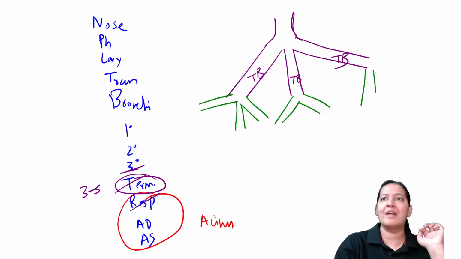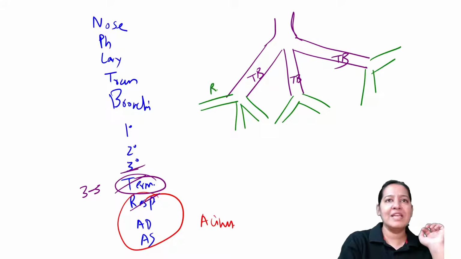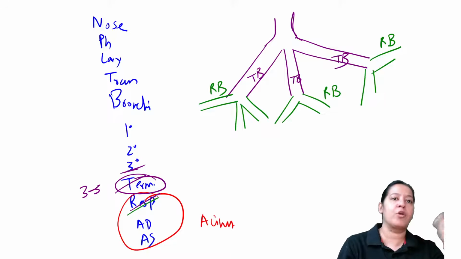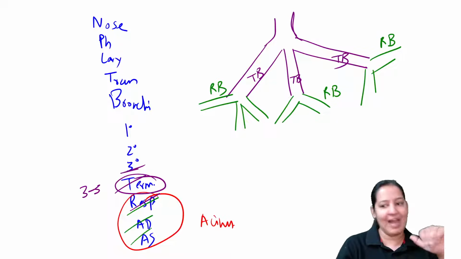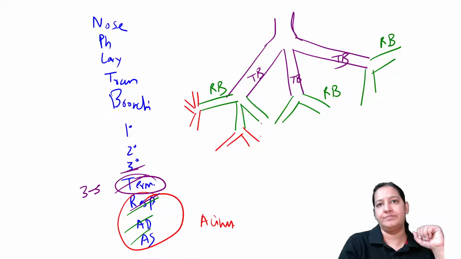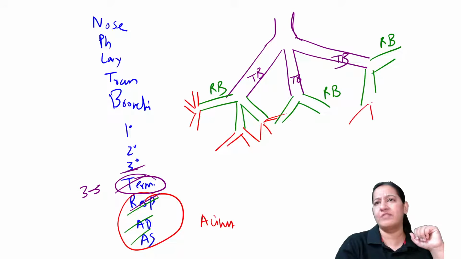So these green ones are the respiratory bronchioles, right? Give me a thumbs up. These are the respiratory bronchioles. And you can see that from one respiratory bronchiole, multiple alveolar ducts and multiple alveolar sacs are arising. So let me draw multiple alveolar ducts from one respiratory bronchiole. Multiple alveolar ducts. I cannot draw for all of them, but you can imagine.